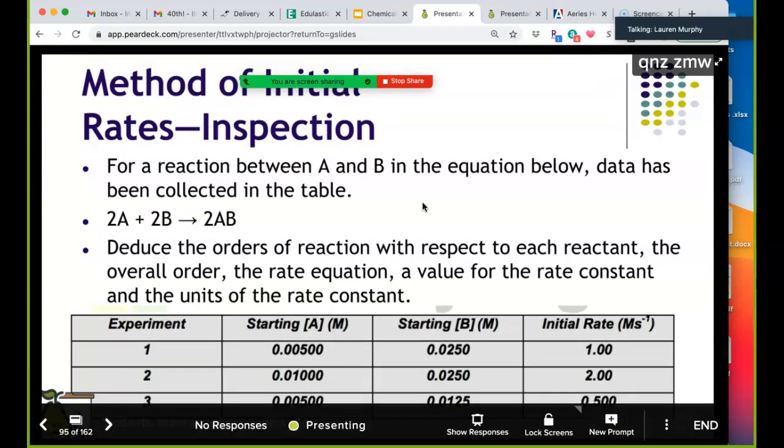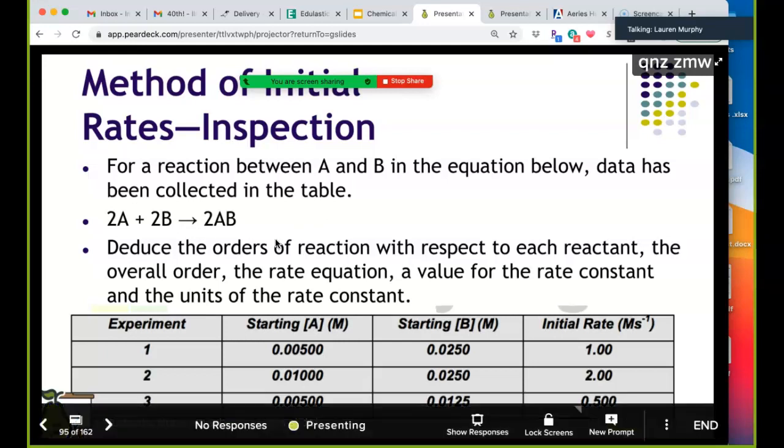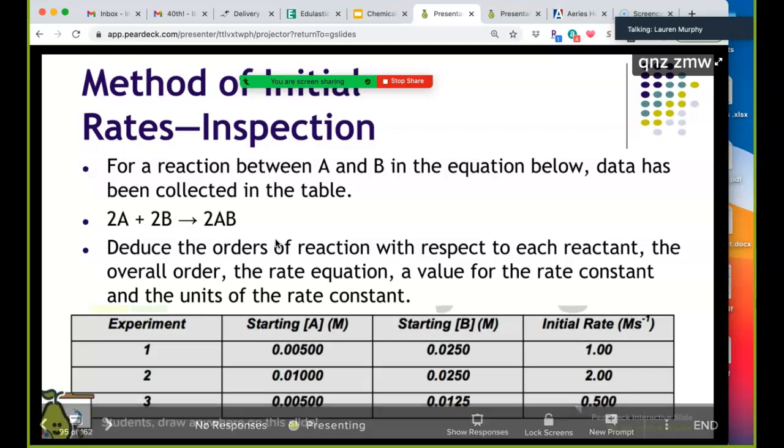All right, I'm going to give you guys time to do this one. I'd like you to see if you can do this one by yourself, please. So I'll give you like a couple of minutes. So deduce means figure out the orders of each reactant, the overall order, the rate equation, and then the value and units for the rate constant.